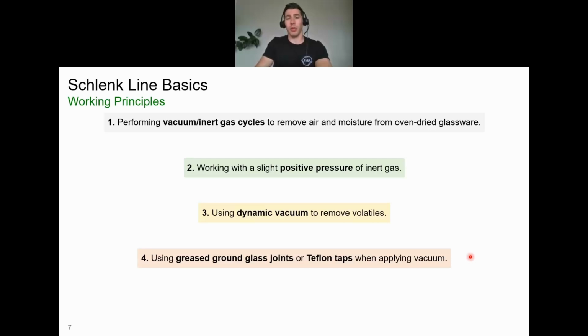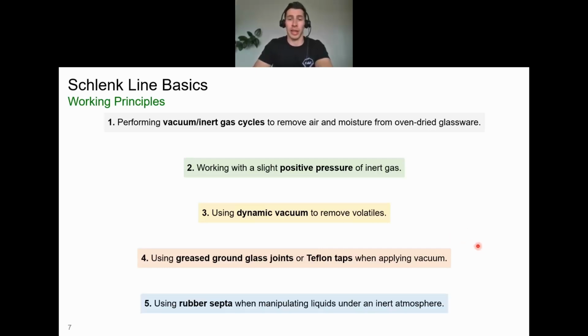So you want to avoid having a rubber septum or even different kinds of Teflon taps that aren't greased when applying vacuum, because they don't form permanent seals. So that's something to keep in mind. And the only time we do want to use rubber septa is when we're manipulating liquids under an inert atmosphere.